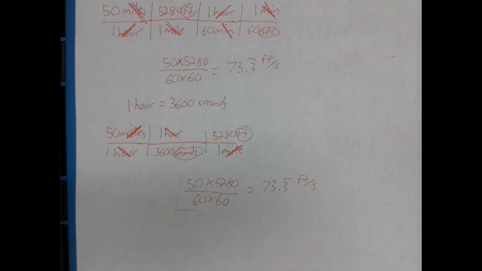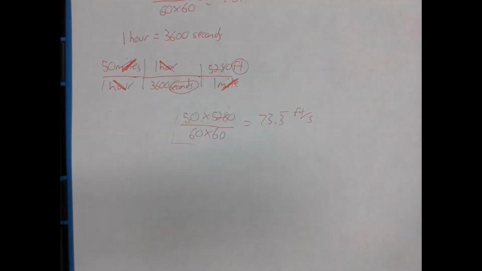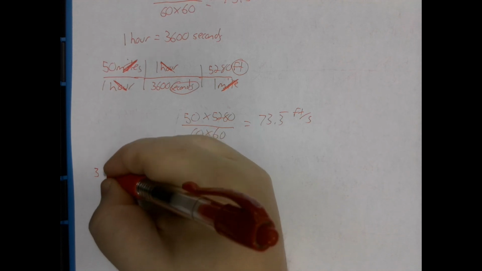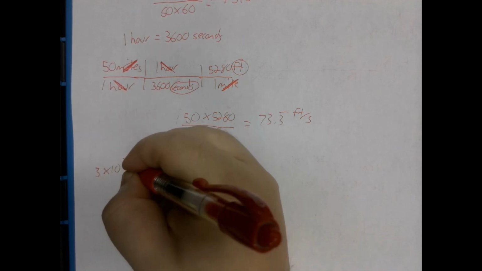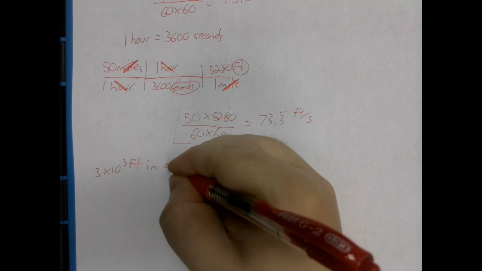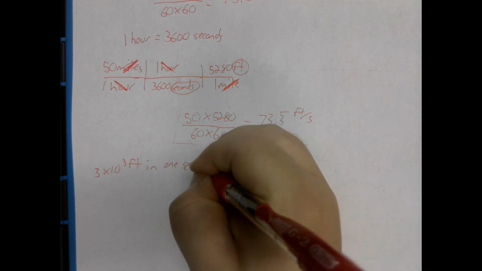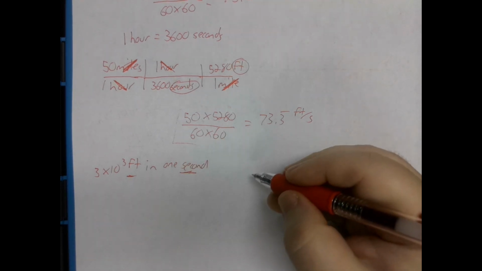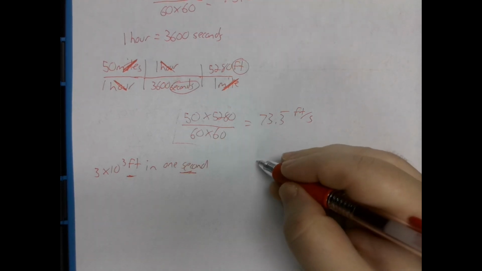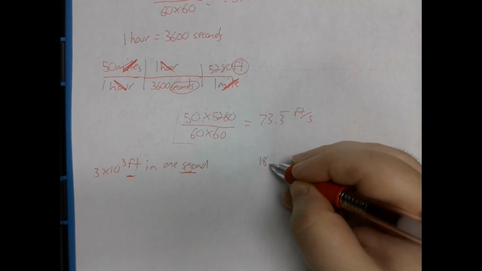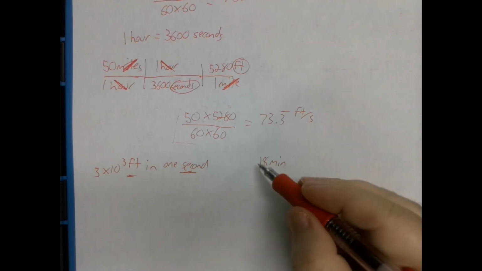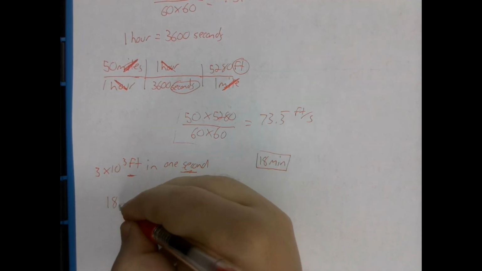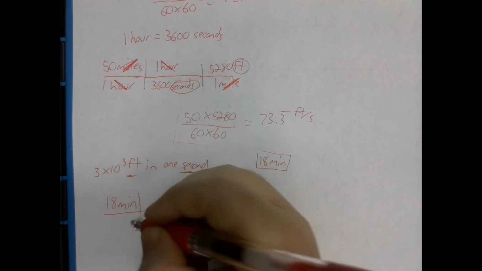So let's look at a problem like 15. It says a projectile travels 3.00 times 10 to the 3 feet in 1 second. So this is relating feet to seconds. How far will it travel in 18 minutes? So it then tells you another number. We usually begin without a ratio. So 18 minutes.